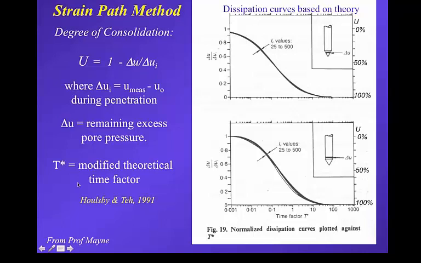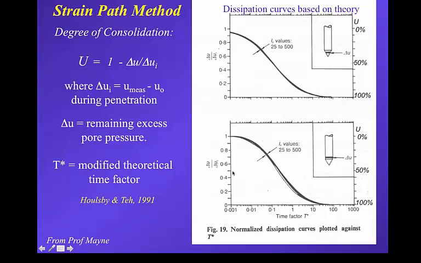You get this theoretical degree of consolidation, U, which is 1 minus the change in pore pressure over the initial excess pore pressure. So it goes from 1 to 0, starting off at 1 and then dissipating down to 0. Keep it that way. And then there's a theoretical time factor, T.